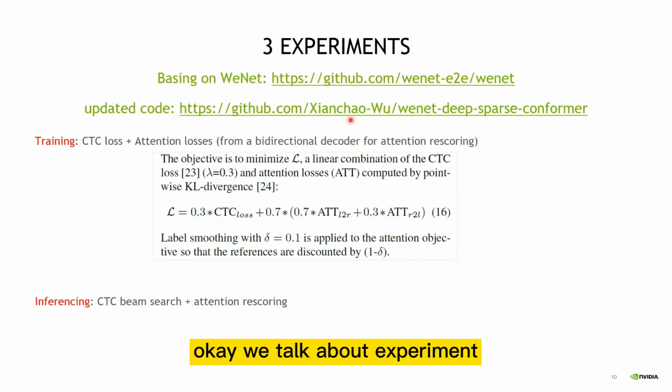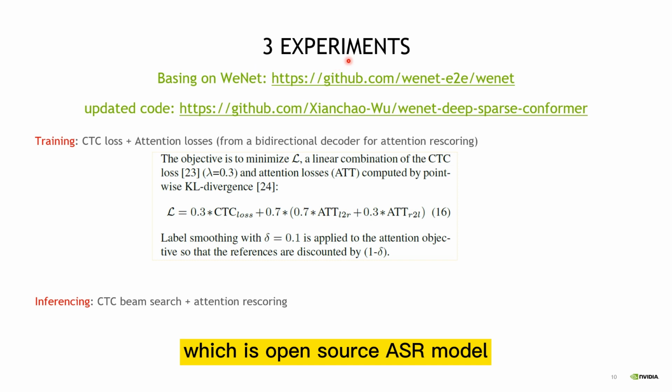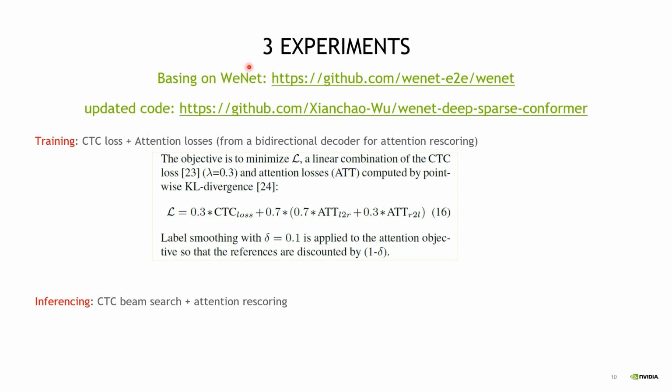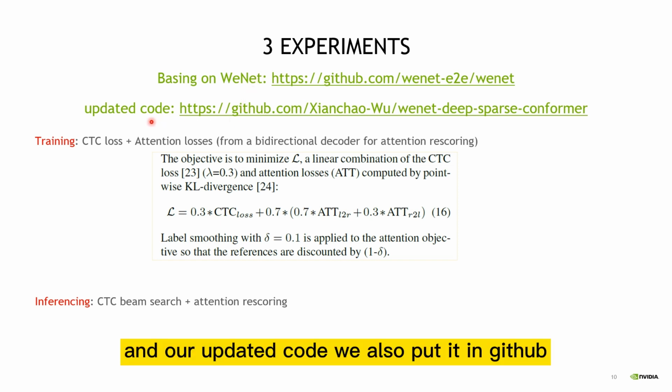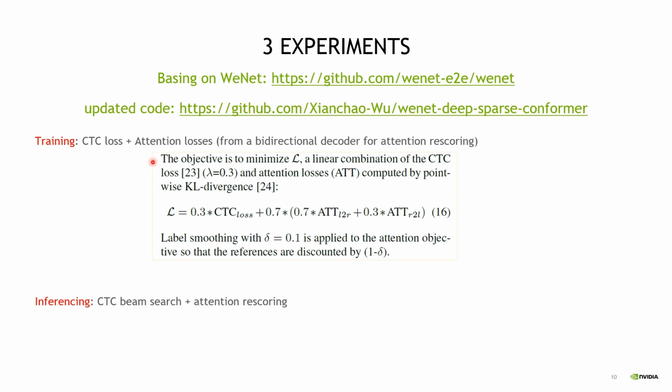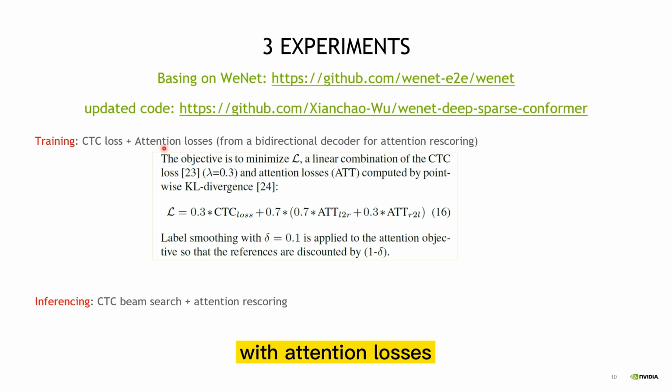Okay, we talk about the experiment. So our experiment is based on WeNet, which is an open source ASR model that achieves good industry-level ASR accuracies. And our updated code, we also put it on GitHub. And for training, we actually use two losses, CTC loss together with the attention loss.